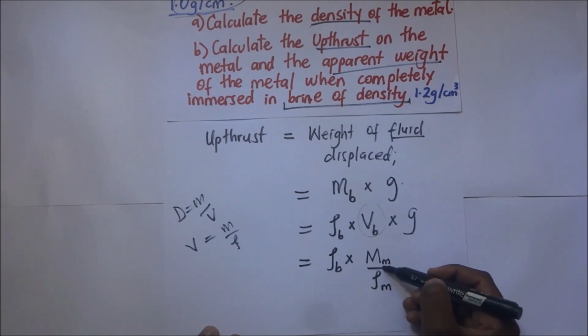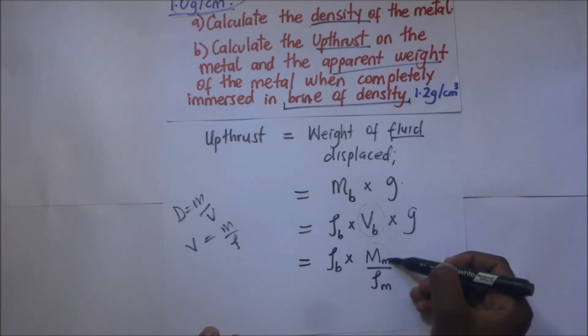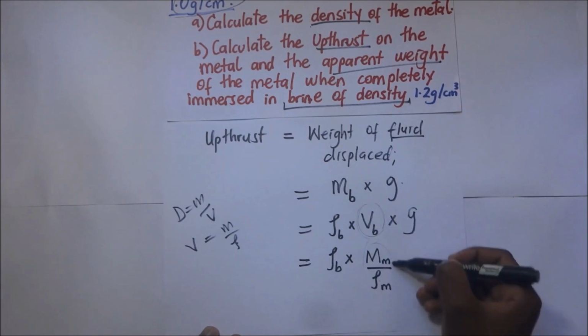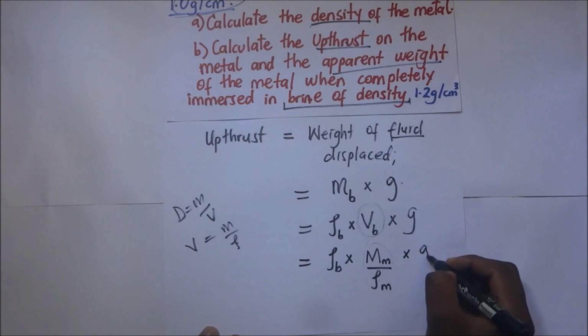So the mass of the metal divided by the density of the metal gives us the volume of the metal, and the volume of the metal is the same as the volume of the brine, because it's the metal that actually displaced this brine we're looking for. So that is multiplied by gravity.